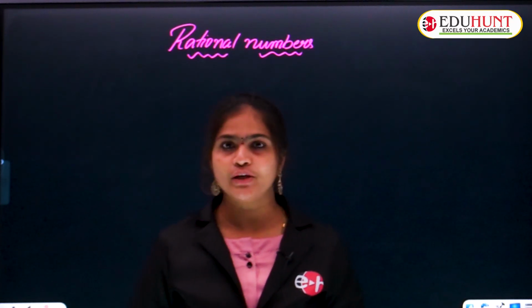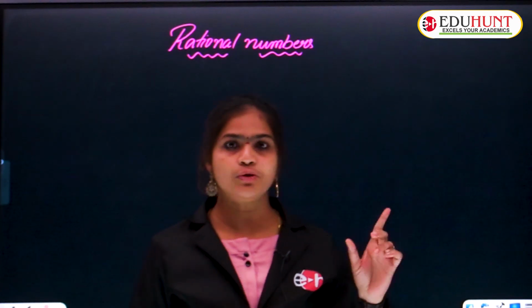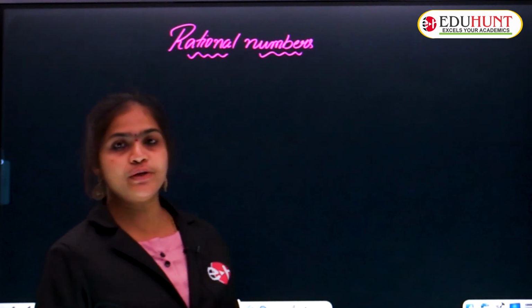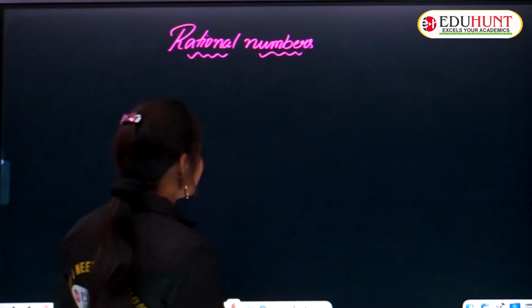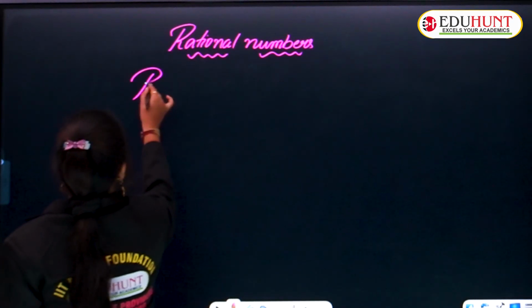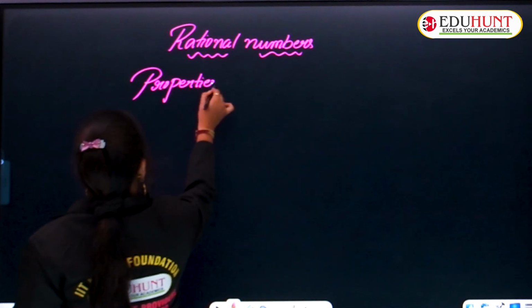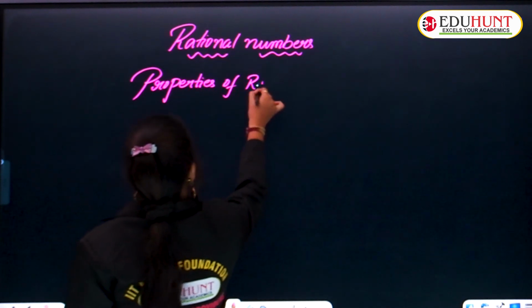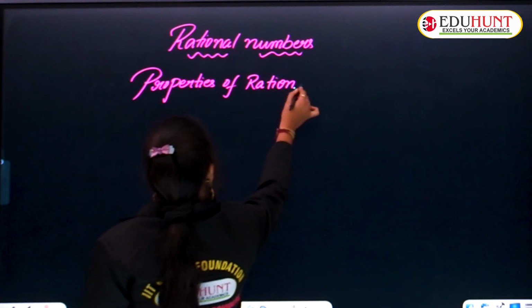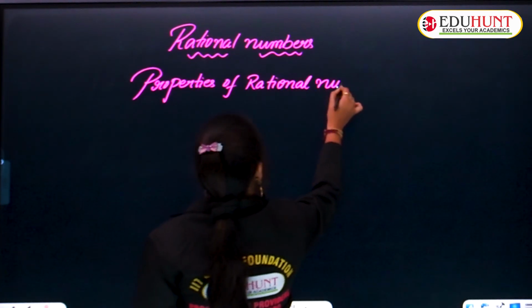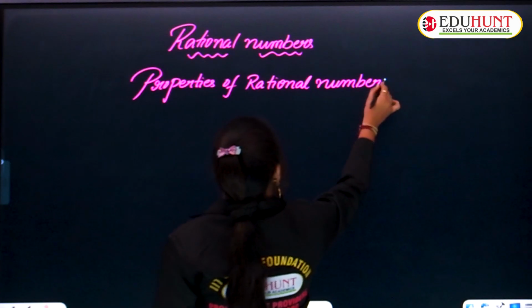Children, in the previous video we discussed the worksheet related to concept 2. Now in this video we are going to discuss concept 3, which is related to properties of rational numbers. Properties of rational numbers. So, what properties are there?